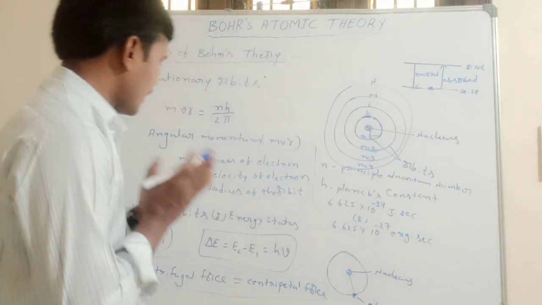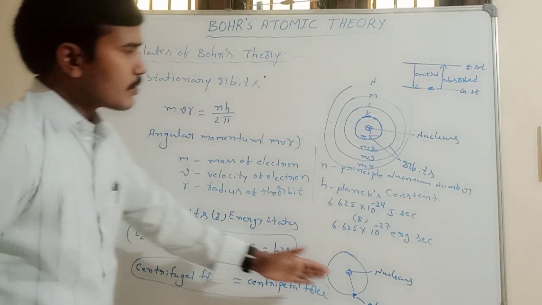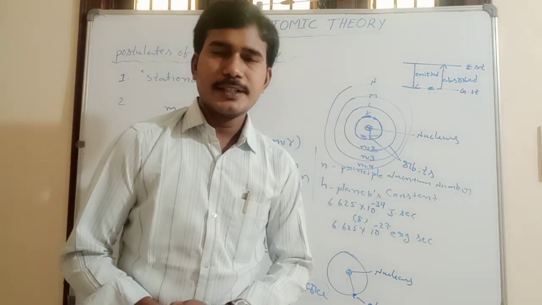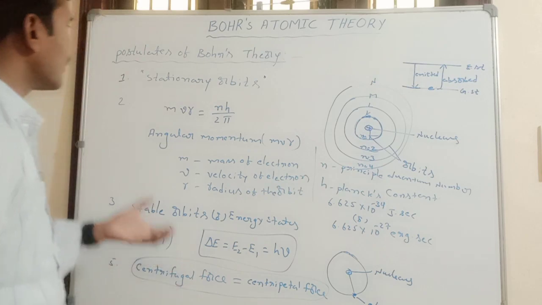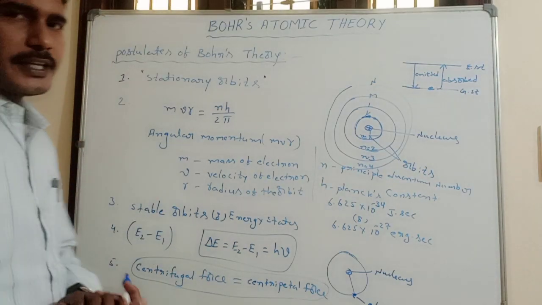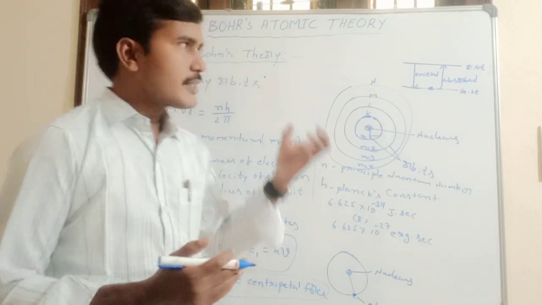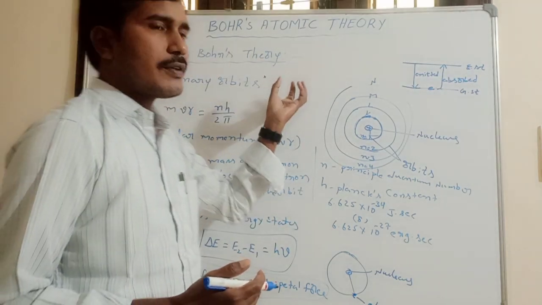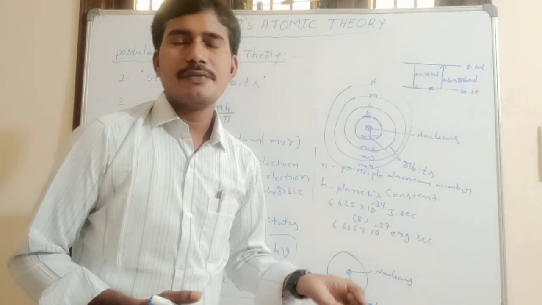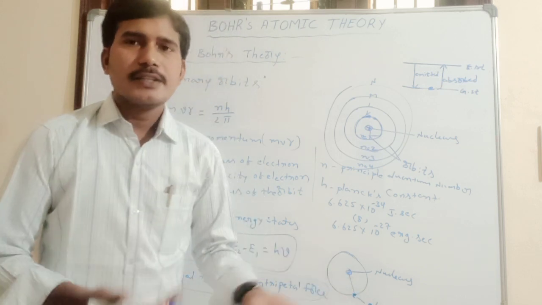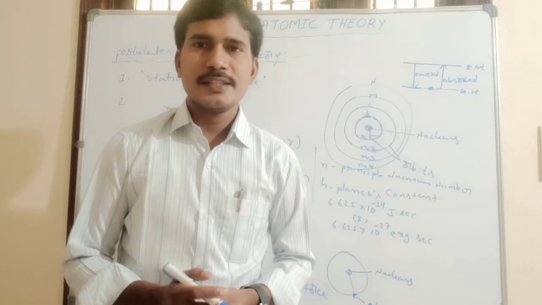The energy changes only when an electron jumps from a higher orbit to a lower orbit. This is about the postulates of Bohr theory. And in our next class, we will discuss the derivations of the velocity of the electron, the energy of the orbit, and the radius of the orbit. We will continue that. Thank you.